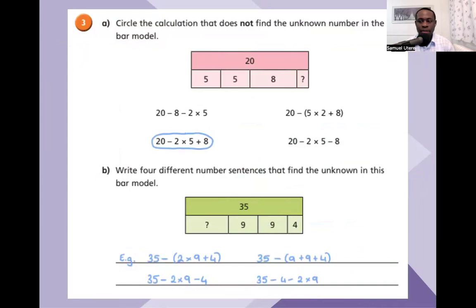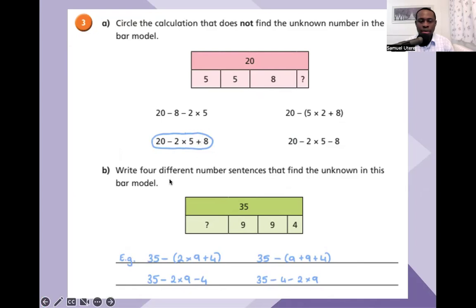So, a very quick comment on this one. You can see that here you were asked to circle the calculation that does not find the unknown number in the bar model. So this calculation will not find the unknown number, because to find the unknown number, we have to do 5 multiplied by 2, and then we add 8, and then we subtract it from 20. This will not do that.